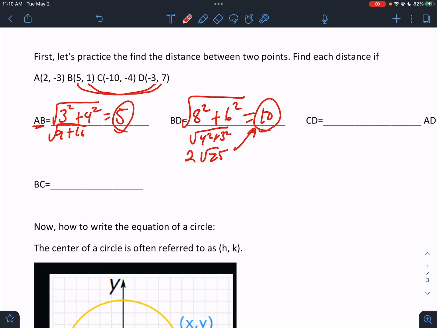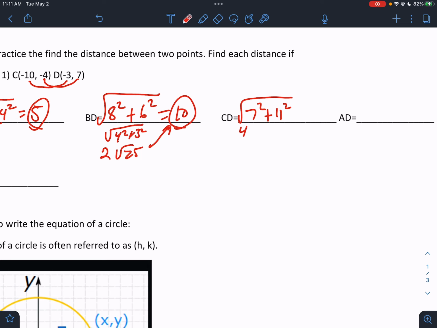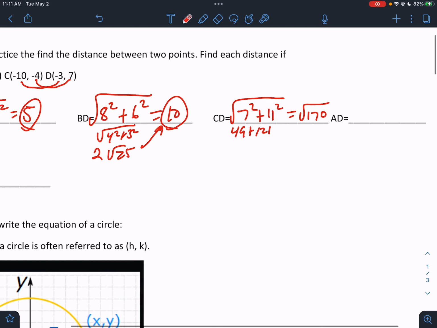All right, now we're going to do C to D. So C to D would be negative 10 to negative 3 would be 7. We square it. Negative 4 to 7 would be 11. We square it. We take the square root. There's no GCF. There's nothing we can do there. That would be 49 plus 121. So that would just be the square root of 170. That does not break down, so there's nothing else we can do there.